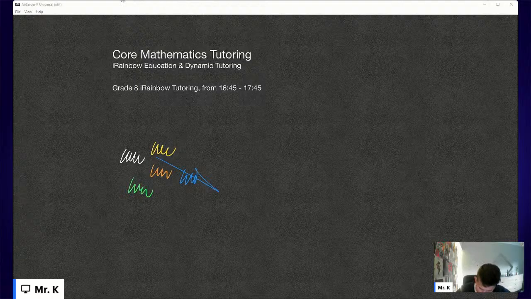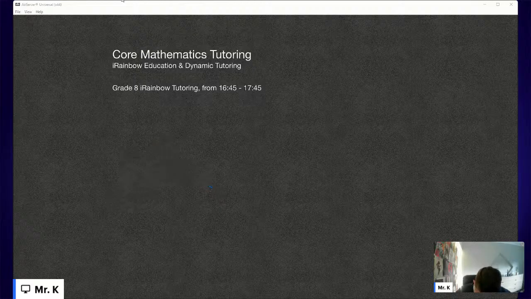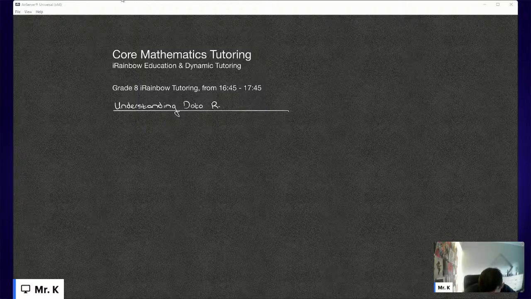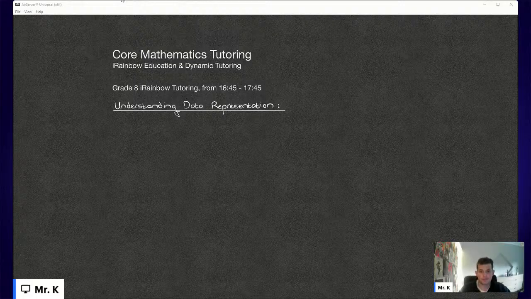Okay, but our heading for today is going to be understanding data representation. So you can go ahead and write that down as your heading. The date for today is the 3rd of June. And before we can understand data representation, right, the different ways that we can show information on graphs and diagrams, we need to know what the different kinds of data are. Right. So let's start with that.